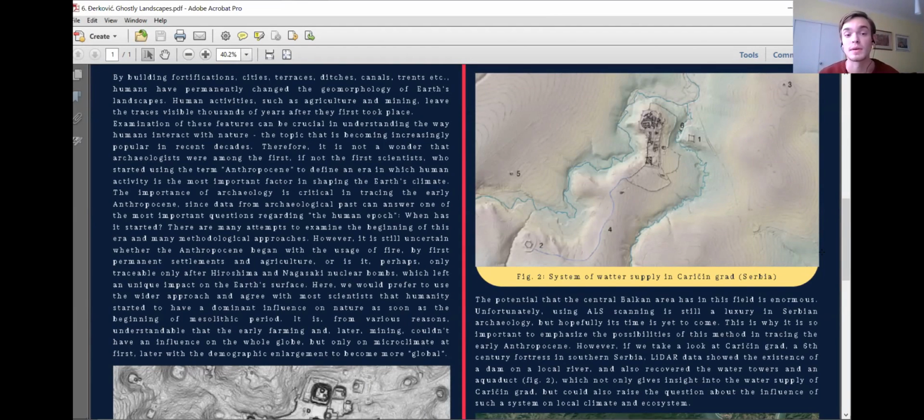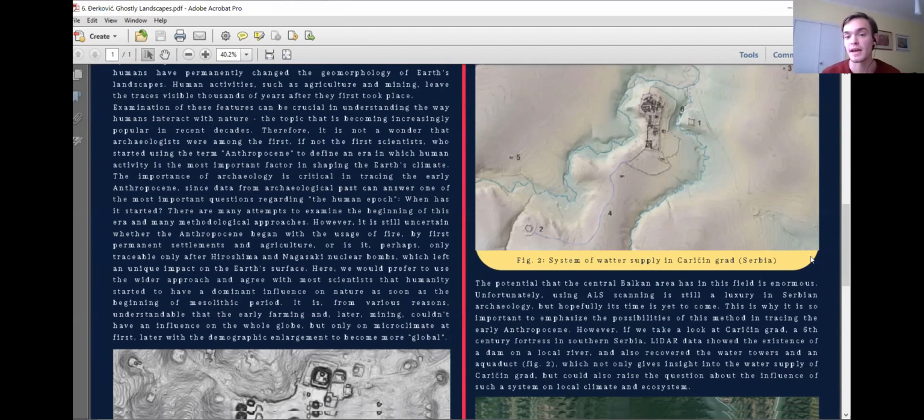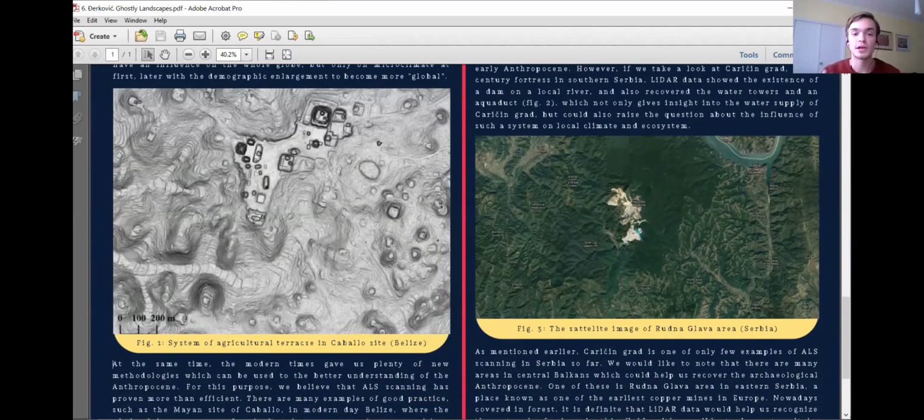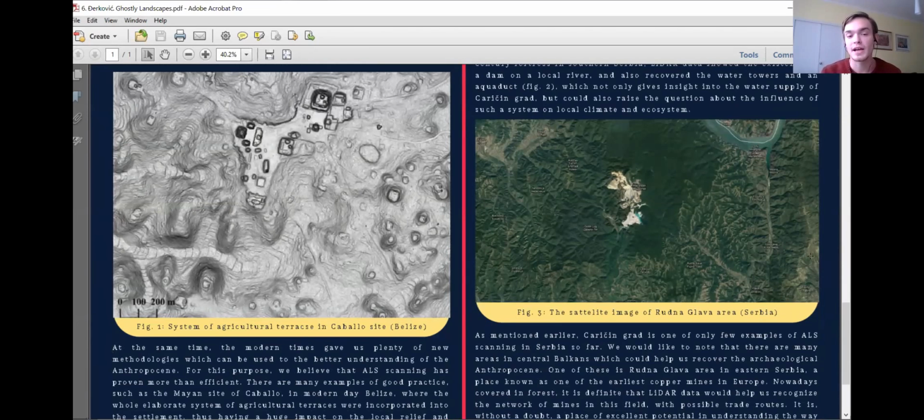permanent settlements. So what Teodora and I decided to do is basically question ourselves whether we can use ALS scanning, or widely known as LiDAR, to trace the early Anthropocene. Now, we cannot actually trace the whole geological layer called the Anthropocene in the whole world using LiDAR, but we can definitely trace some little climate issues, some microclimate or microecological issues in some regions.